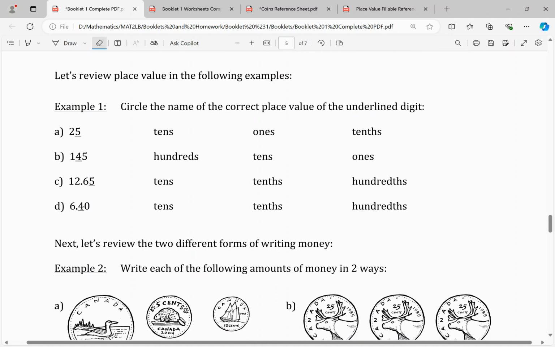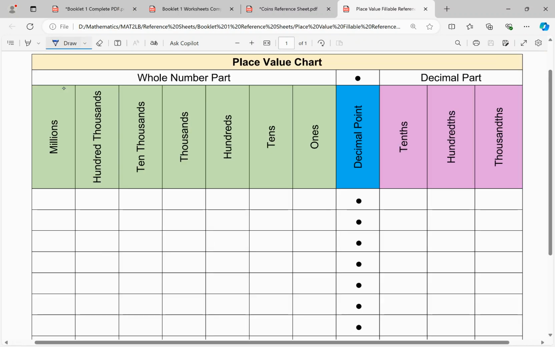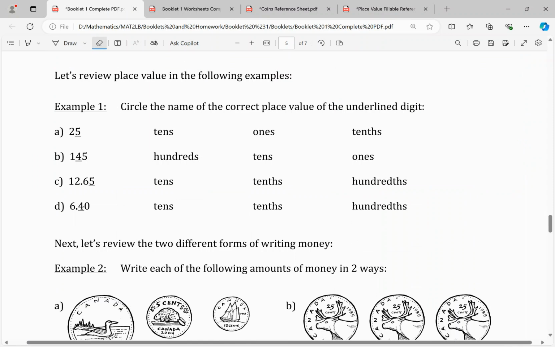Example 1 asks us to circle the name of the correct place value of the underlined digit. So 25, the 5 is underlined. We need to find out what place value that is in. Now, that's where our chart comes in handy, right? It has all of our place values from the millions all the way to the thousandths, and it will help us identify where that number 5 is. All we need to do is copy this number into the chart.